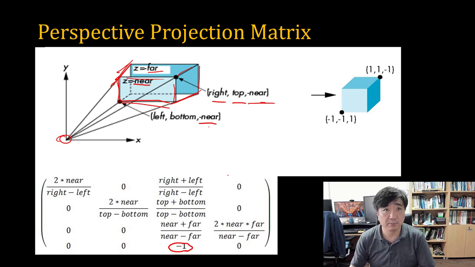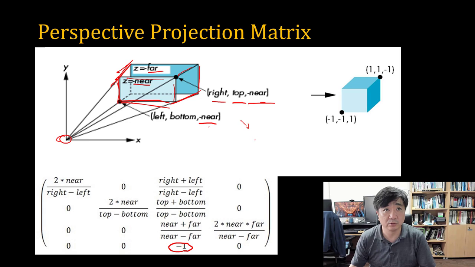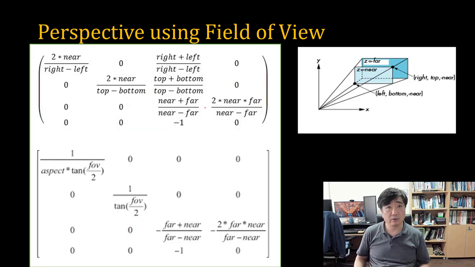Naturally, if the object is far from the eye, then it will be smaller, and the XY coordinate becomes smaller, so it goes toward the center point. So the perspective view is changing the XY coordinate with respect to the Z value. And then, how can we use it?